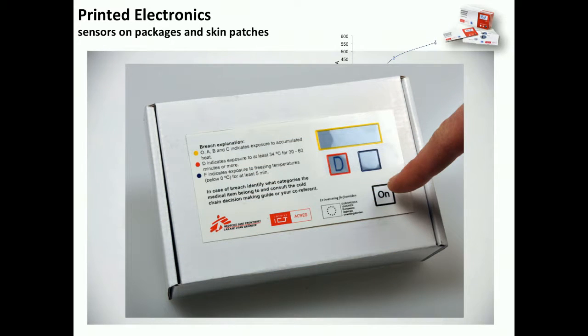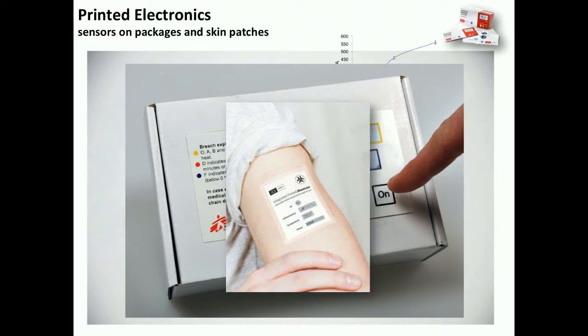Another version of this label is this. It's basically a temperature monitor, and we have been collaborating for a couple of years with Médecins Sans Frontières, with our research department, and we then developed this label which goes on to vaccine packages that are distributed to doctors in rural areas. Yet another version is, of course, this skin patch, which is our next target. This is just a mock-up to illustrate how this could look like.